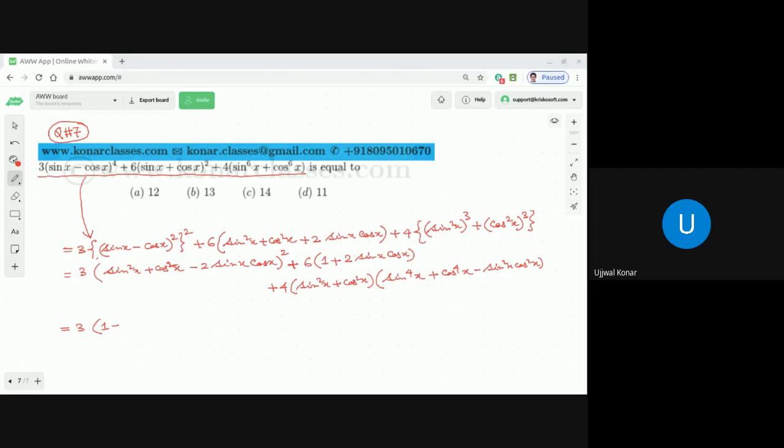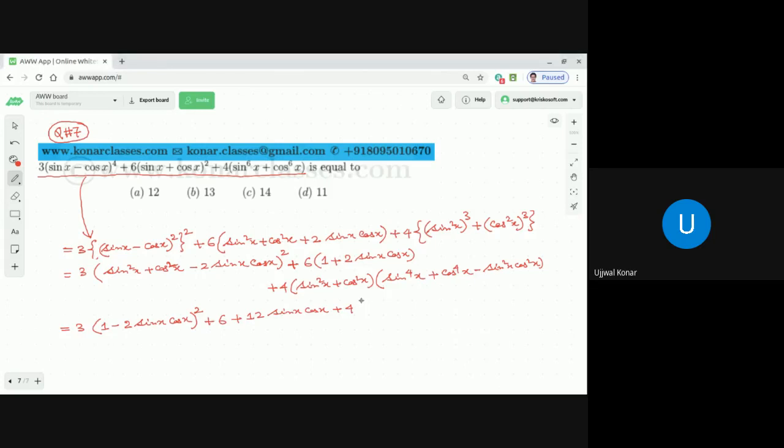Clear, dear students? 1 minus 2 sin x cos x whole square. And that, if we can simplify, we just expand, so that becomes 1 minus, okay, let me write one step, 2 sin x cos x whole square, plus 6 plus 12 sin x cos x plus 4 into sin square x plus cos square x is equal to 1, sin to the power 4x plus cos to the power 4x.